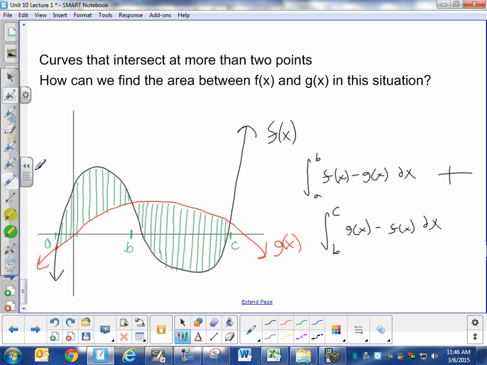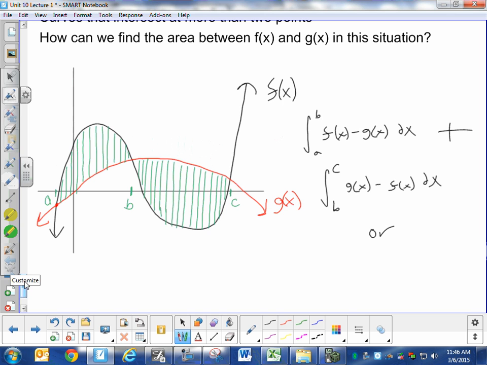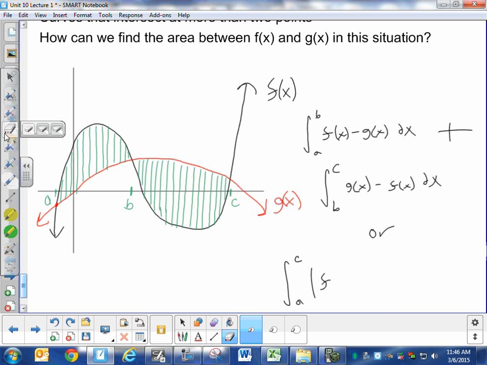Or the absolute value, if we're lazy, and I have a calculator. And it doesn't have to be F minus G. It can just be either minus the other.